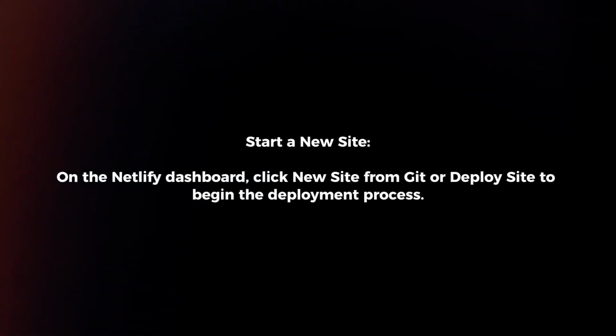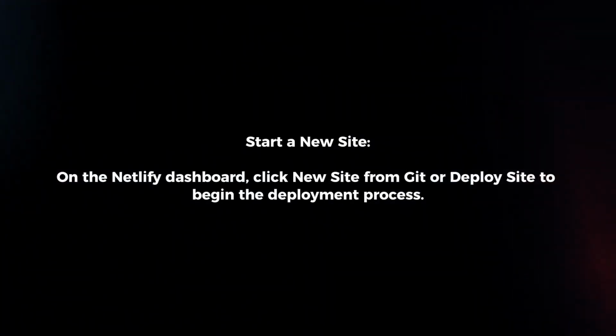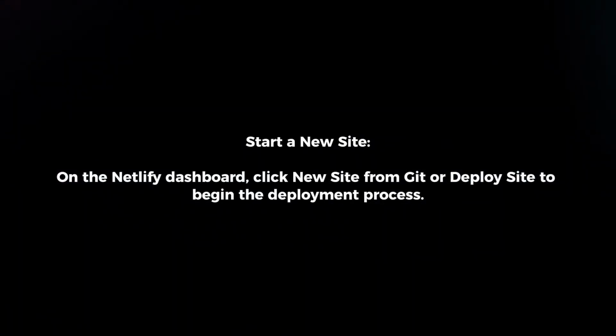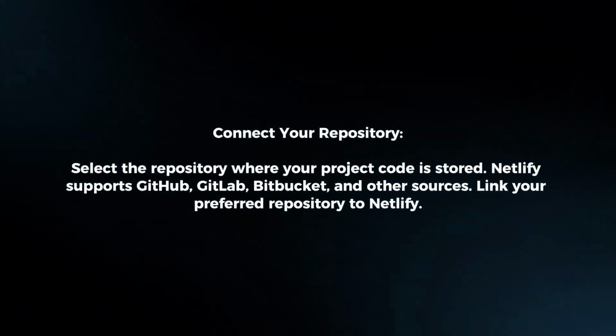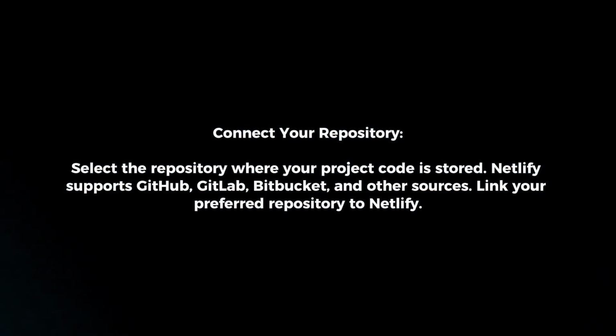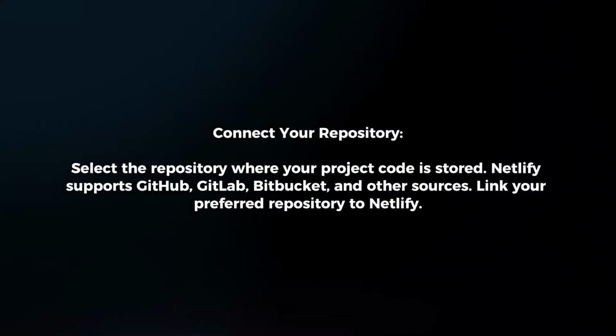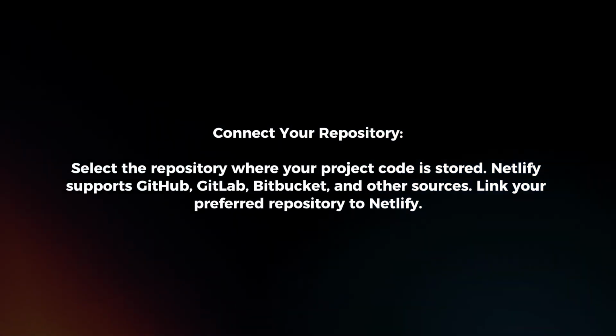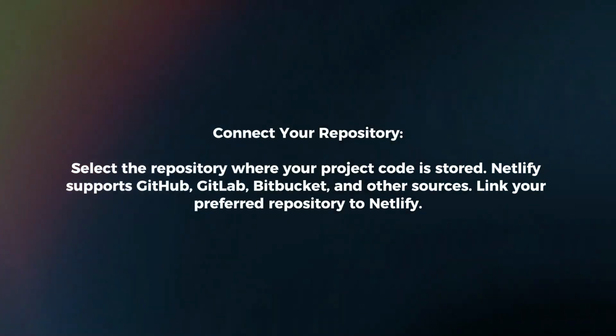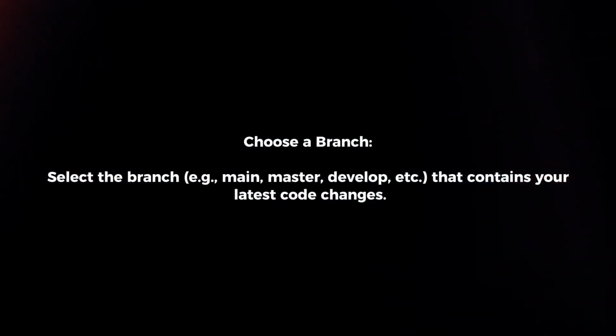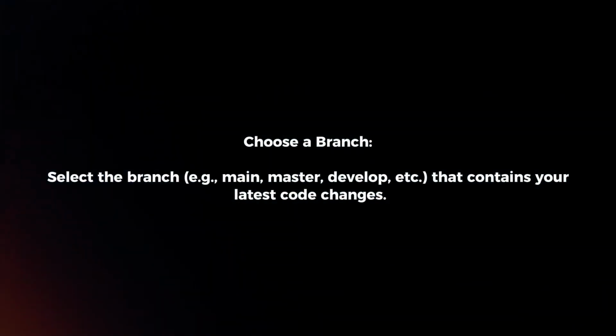Start a new site. On the Netlify dashboard, click New Site from Git or Deploy Site to begin the deployment process. Connect your repository. Select the repository where your project code is stored. Netlify supports GitHub, GitLab, Bitbucket, and other sources. Link your preferred repository to Netlify. Choose a branch. Select the branch that contains your latest code changes.